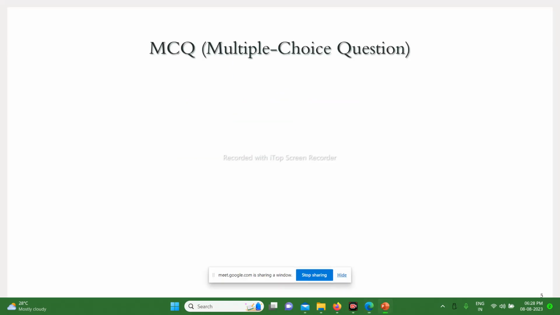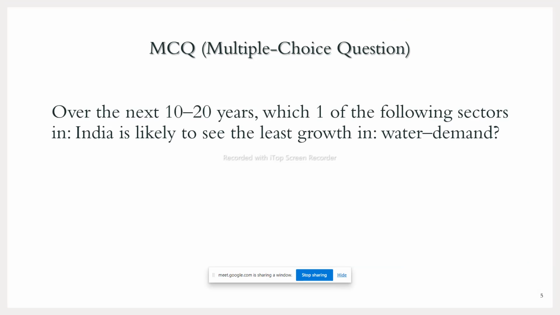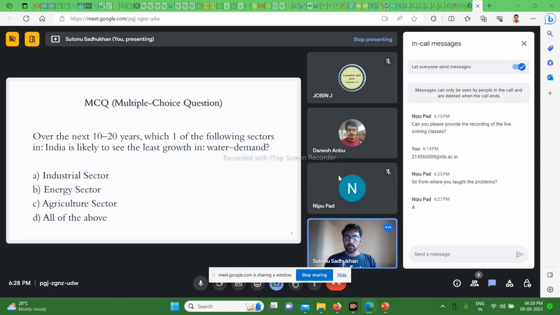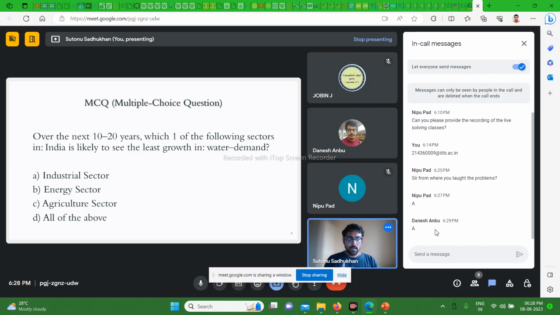So, yes. Now it is there. So the four options are industrial sector, energy sector, agricultural sector, and all of the above. Okay. So Nipun has given answer A, and Danesh is also telling A. Okay.